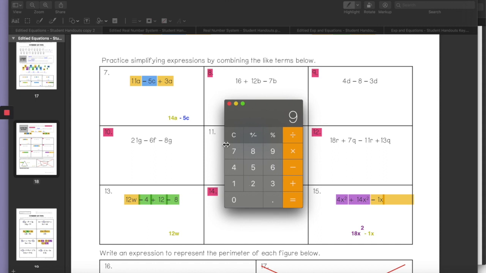Well, let's try to combine our constants. So we have a -4 being combined, and when I combine it, I'm just using the plus button. Plus 12, and then -8, and it gives me 0. So when you combine the constants, nothing ends up being there.